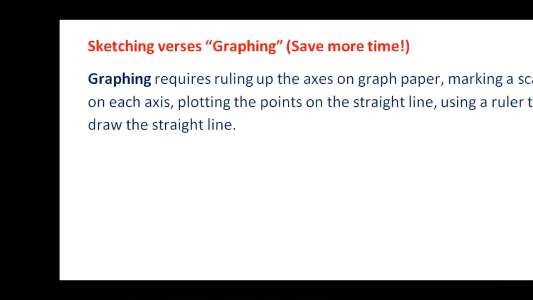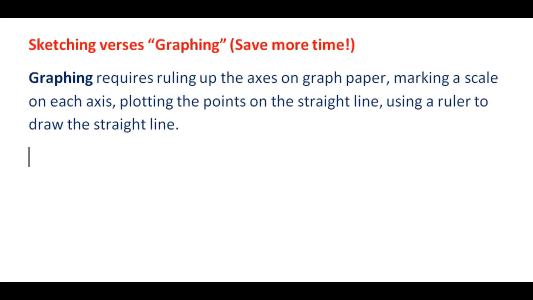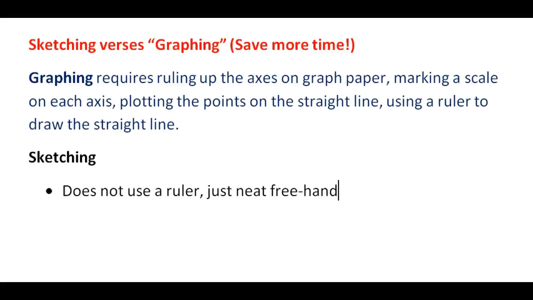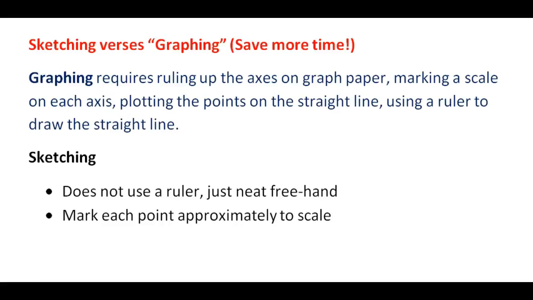Before we do some examples, let's look at sketching versus graphing. Sketching can save us a lot of time. Graphing requires ruling up the axes on graph paper, marking a scale on each axis, plotting carefully each point on the straight line, and then using a ruler to draw the straight line. Sketching doesn't use a ruler, we just use neat freehand. We mark each point approximately to scale relative to each other. Then we label all the important features.